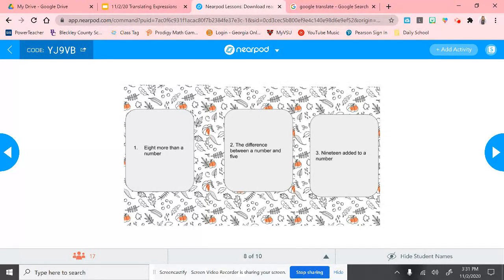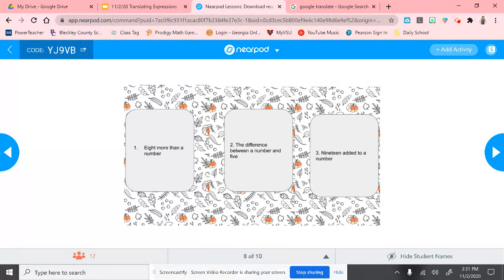All right. Number 3, 19 added to a number. Keywords are added to. What operation? Addition. Is it a flip word? Yeah, so I'm going to draw my arrow. So how would I write it? N plus 19 is how I would write that. So far, so good?